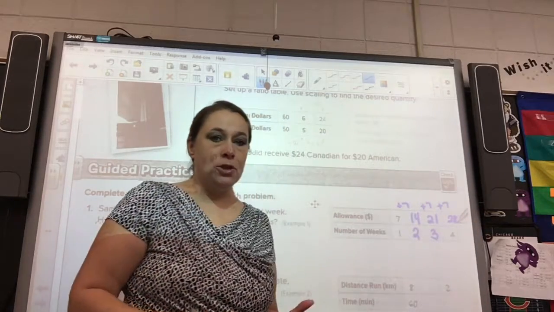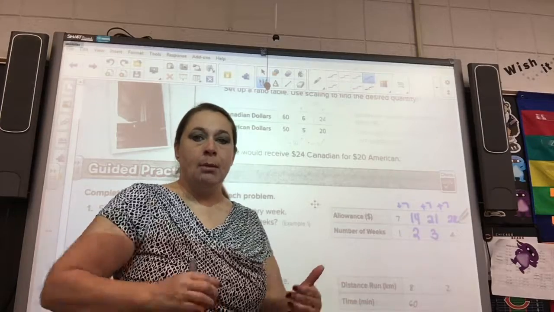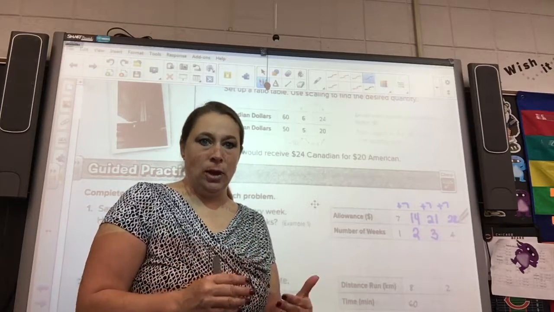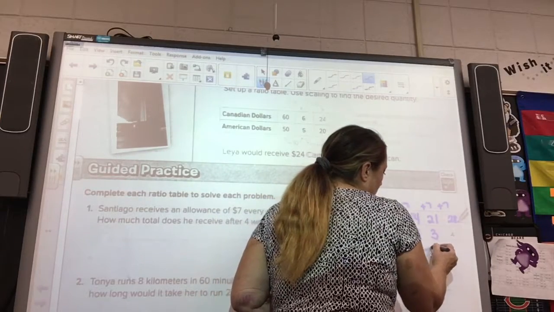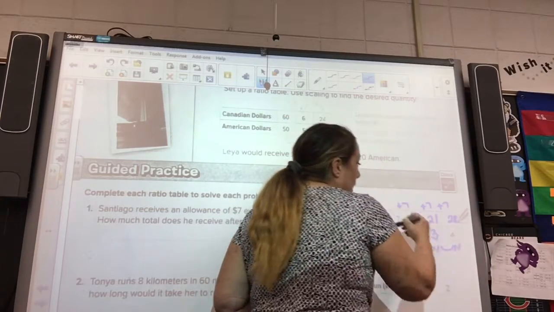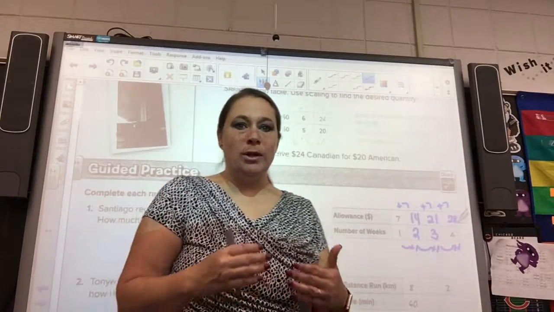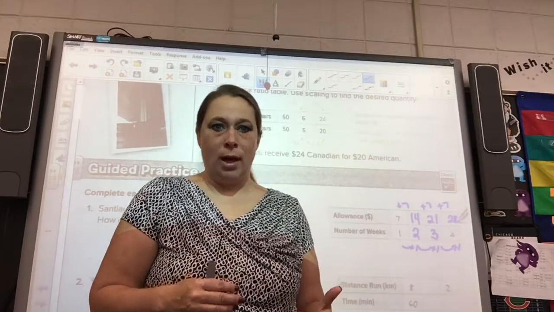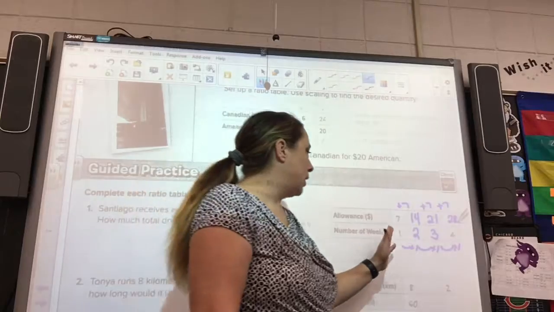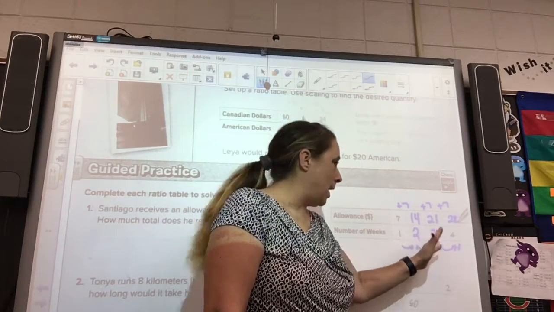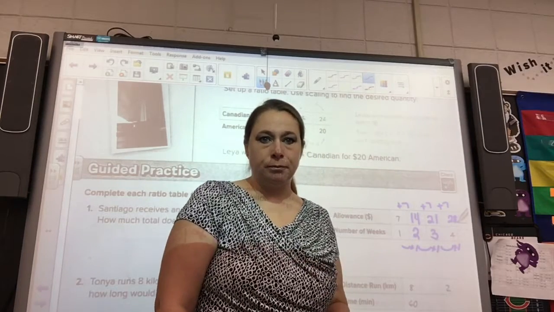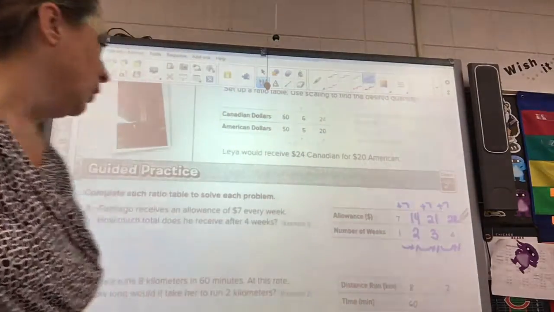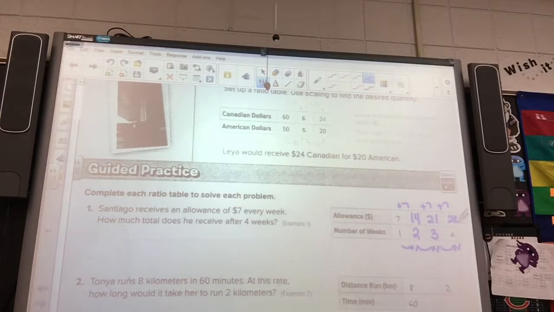Now, I know I had preached to you about doing the same on the top and the bottom, but it's doing the same value on the top and the bottom. So because we did plus 1, plus 1, plus 1, if we do the same motion on the top and bottom, you're okay. So if you keep adding that number on each time, it will still be equivalent. All right, so for 4 weeks, he would earn $28.